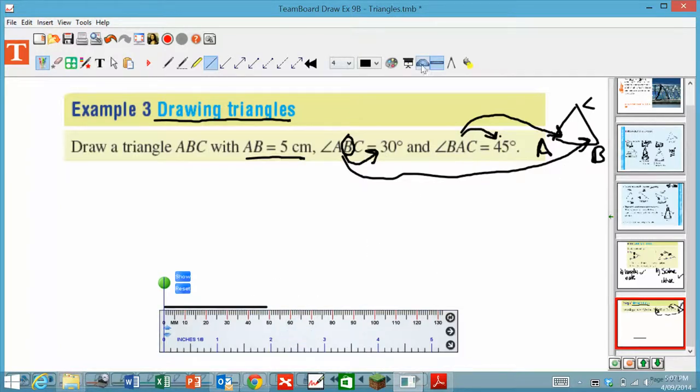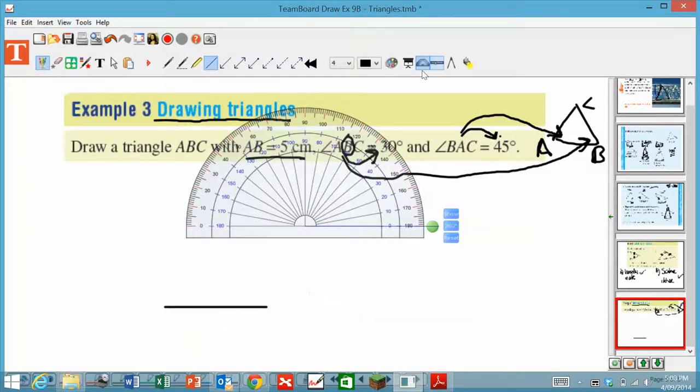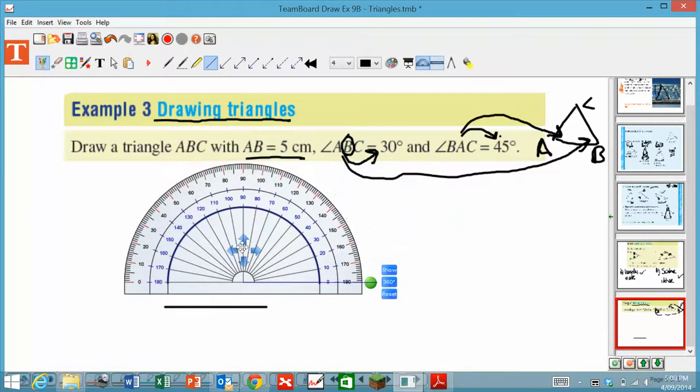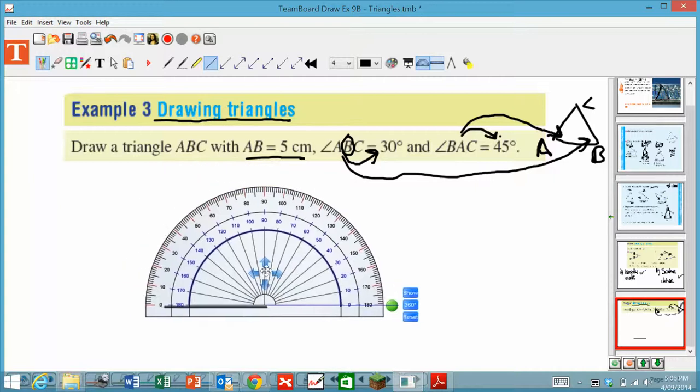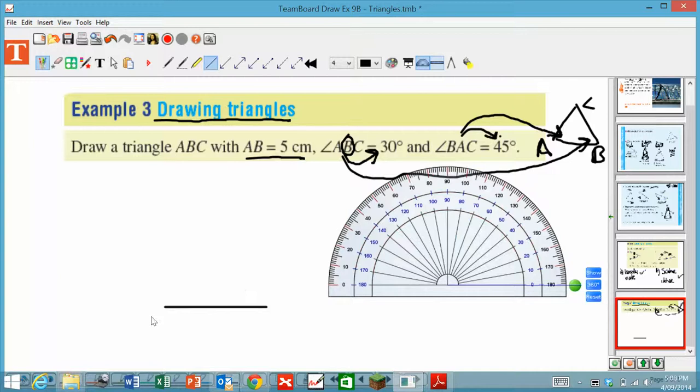Now our angle at ABC has got to be 30 degrees. So I need my protractor. You're going to need rulers and protractors here. I've got to put my protractor at that end of the line, and I'll mark that as A. That's going to be B there.